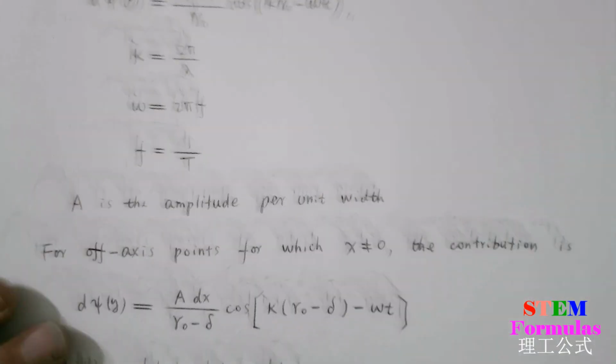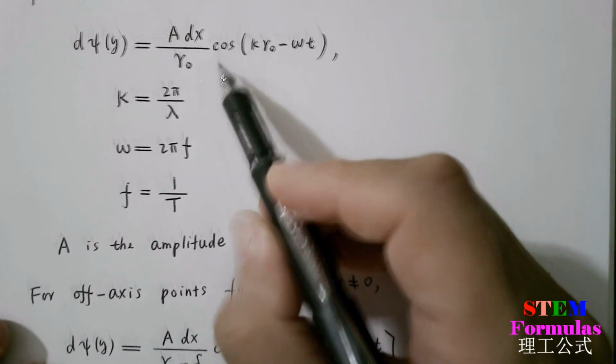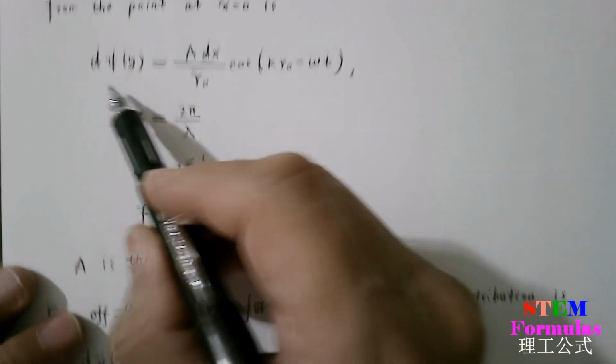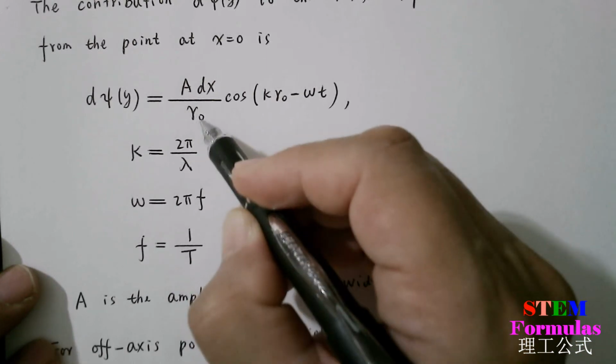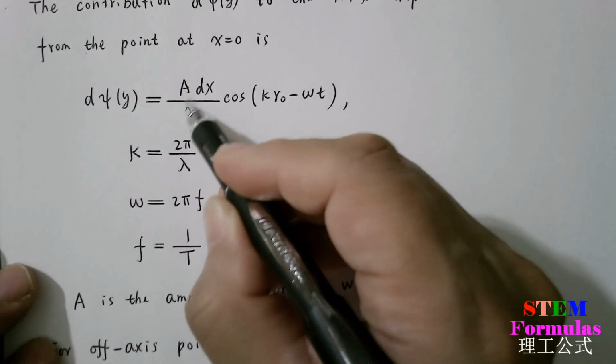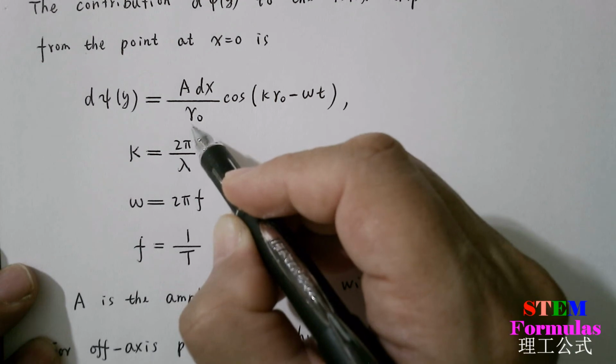Now, to visualize this we have it here. R0 at the bottom indicates the wave is a spherical wave.